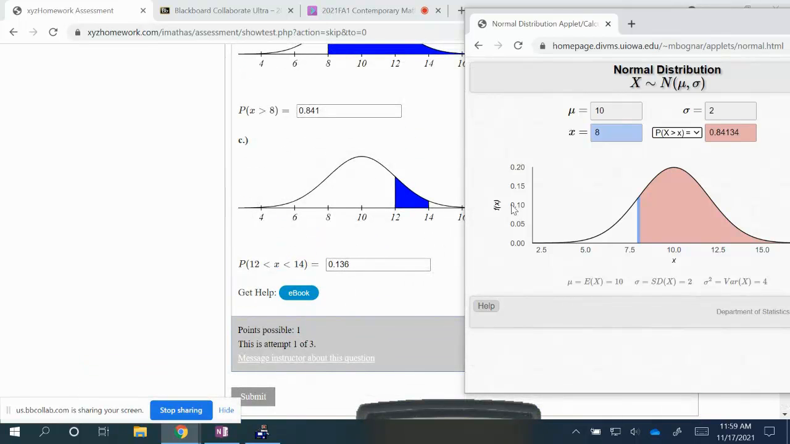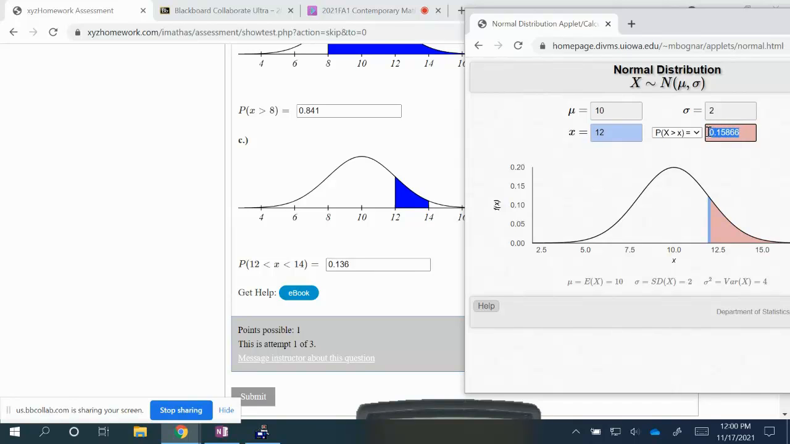Now for this last example, notice that I don't actually have that compound inequality. In order to find this area, I would simply find the area from 12 to 100, then find the area from 14 to 100, and subtract the difference. Here's what I mean. I'm going to change my x value to 12. Notice that gives me the area from 12 to positive infinity, and I don't want it to positive infinity. I only want it to 14.